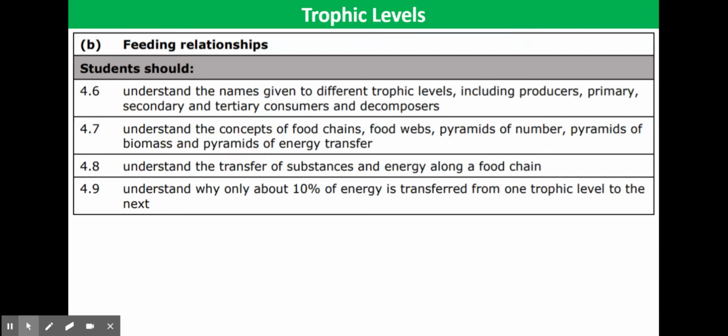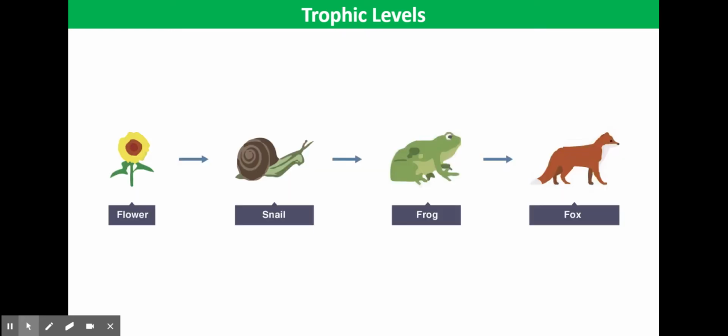In this video tutorial, I introduce trophic levels. We're going to look at feeding relationships in ecosystems. So we're going to look at the key terms: producers, consumers, and decomposers. We'll also look at food chains and food webs, as well as pyramids of numbers, biomass, and energy transfer. So first of all, to define some of these key terms.